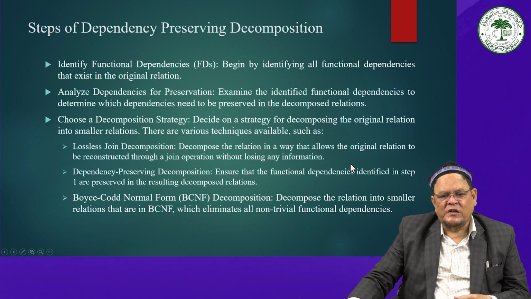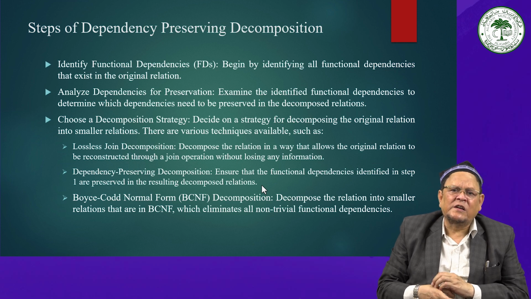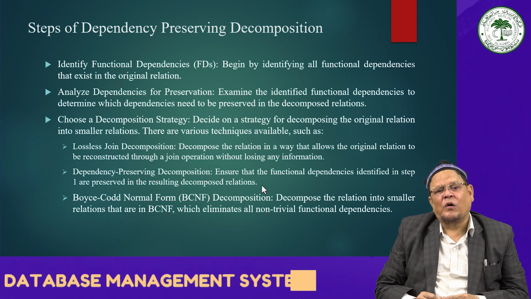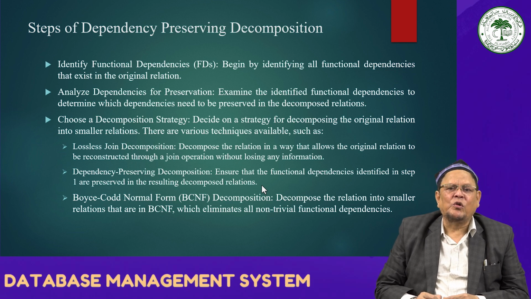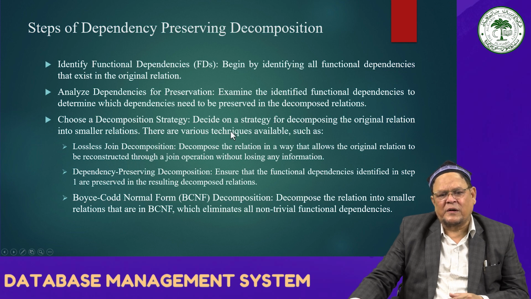Dependency preserving decomposition ensures that the functional dependencies identified in step 1 are preserved in the resulting decompositions. It means when we are decomposing a relation, it must be FD preserving. It must preserve all the FDs. I mean to say we are not losing any attributes. Boyce-Codd normal form decomposition: decompose a relation into smaller relations that are in BCNF, which eliminates all non-trivial functional dependencies.